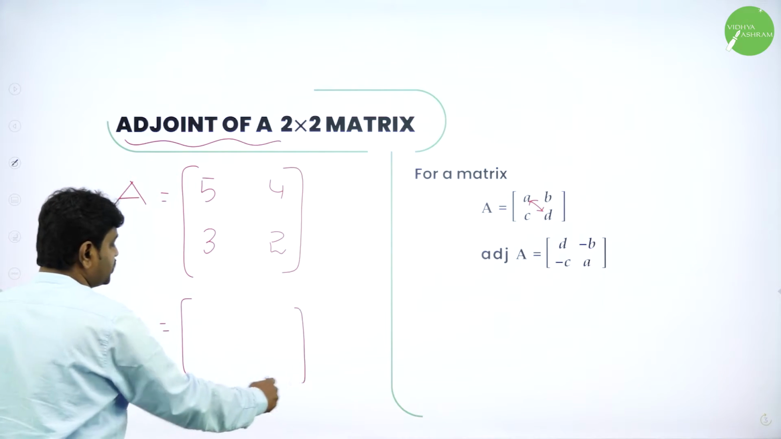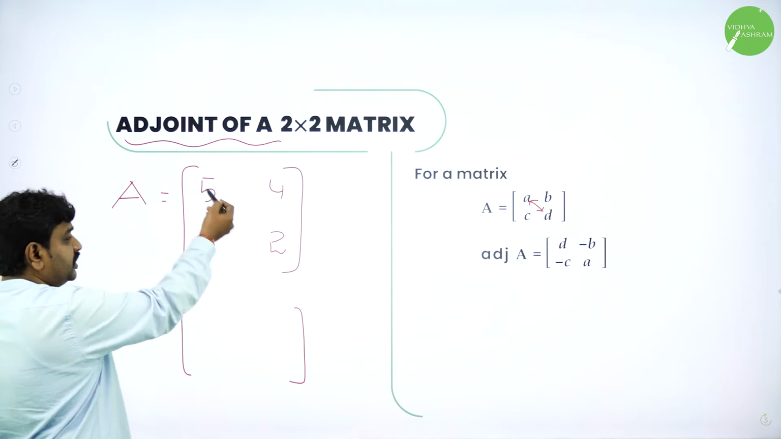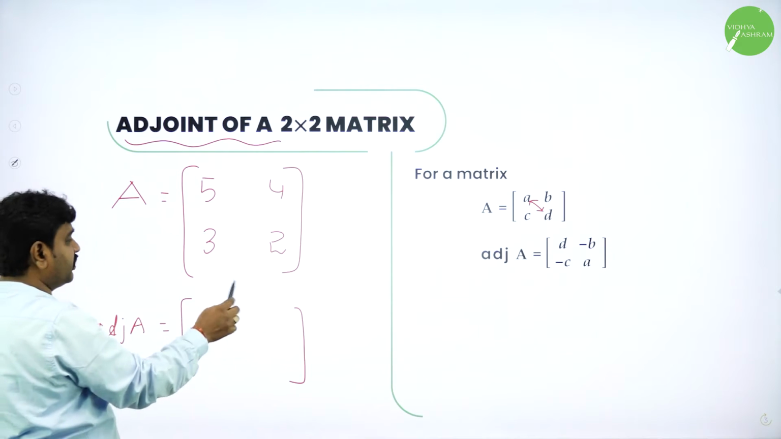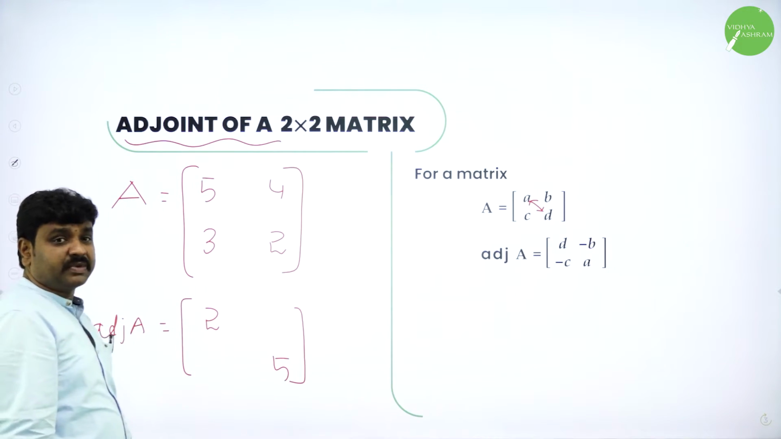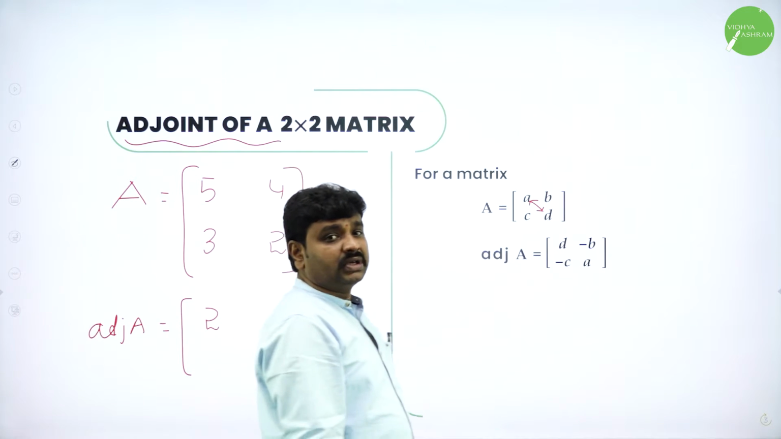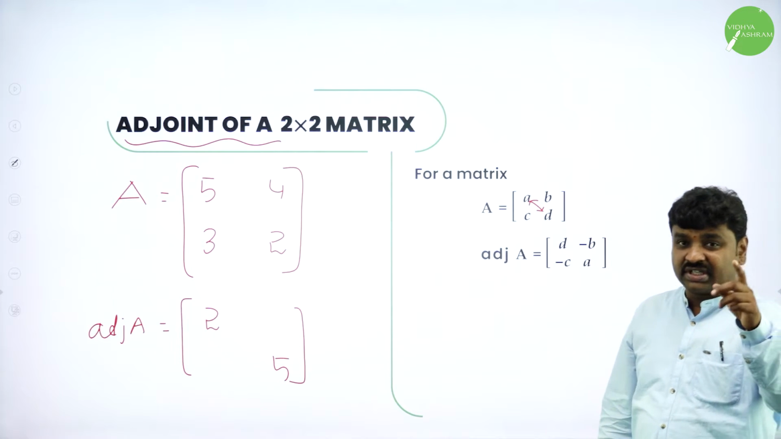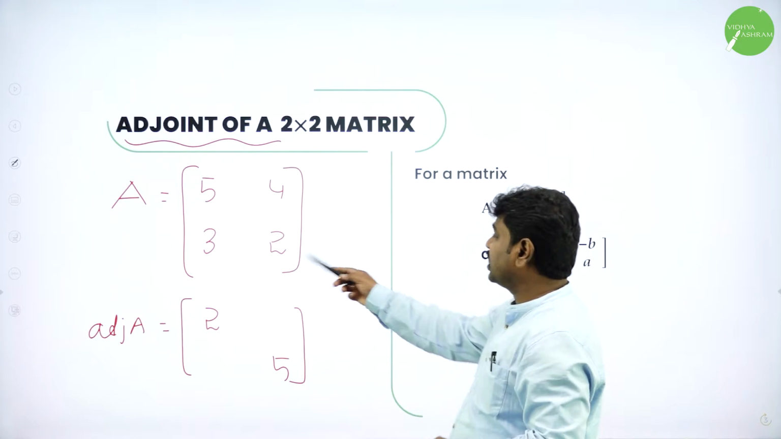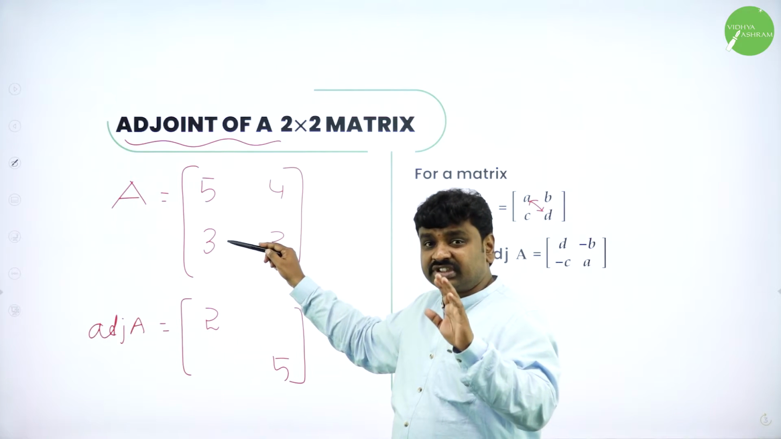How to get adjoint? First interchange the principal diagonal elements. So 5 and 2 are interchanged: 2 comes here, 5 comes here. Interchange the principal diagonal elements. Then change the sign of the secondary diagonal elements. What are the secondary diagonal elements? 3 and 4. Just change the sign.